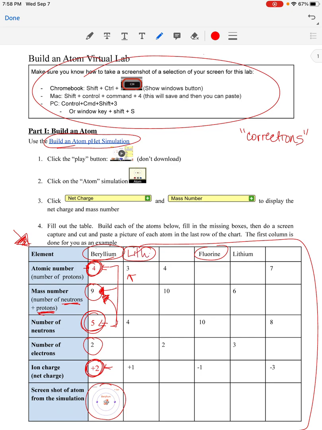So we know that this is lithium. We can fill that in. We've been told there are 4 neutrons, so we can use that information to find out the mass number. We know it has a +1 charge. We can use that information to figure out the number of electrons, and we can also build the atom that way. So we use the simulation and then take a screenshot of the simulation and put it down here.